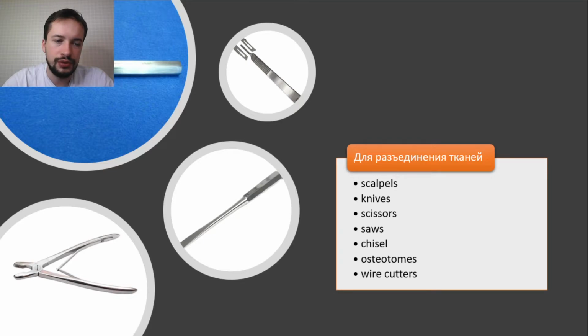First, it's a toolkit for tissue separation. Here we will talk about scalpels, knives, scissors, saws, chisels, osteotomes, wire cutters, and others. Cutting tools also include resection knives, used for cutting dense tendon tissue near joints, and amputation knives.